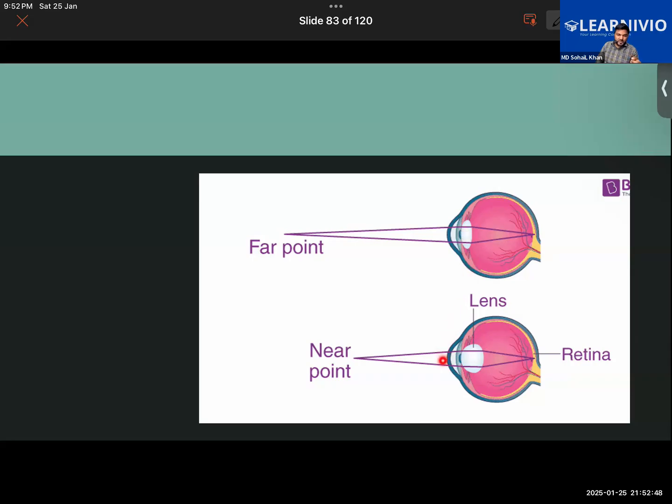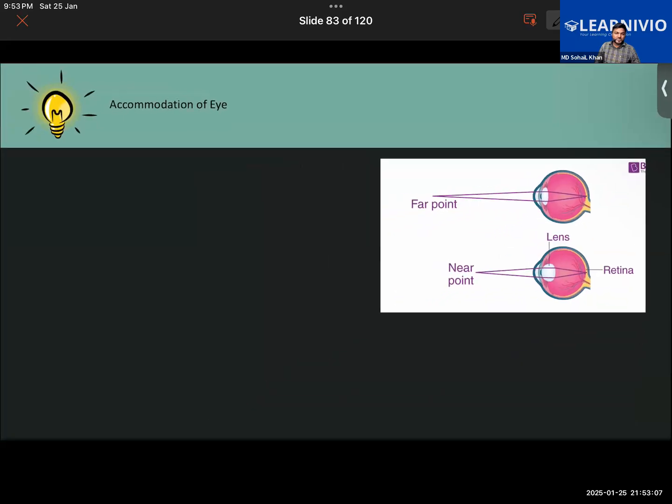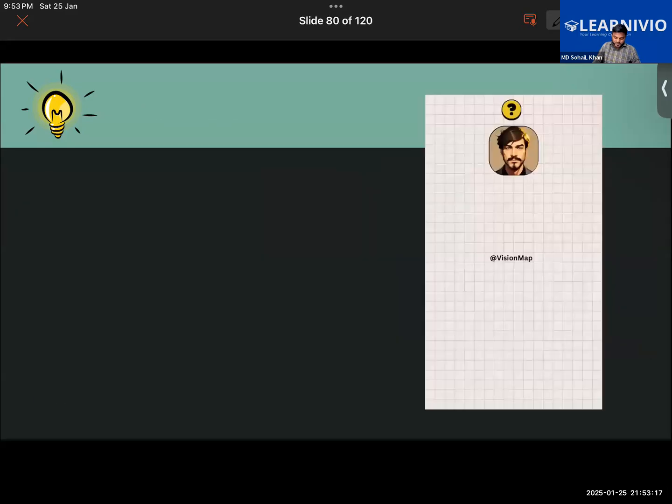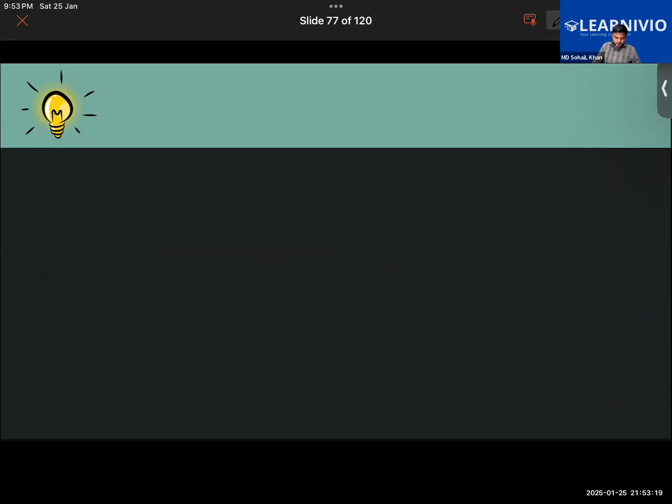But when the objects are kept very close to you, the shape of the eye lens changes. It becomes thicker, and when it becomes thicker, its converging power increases. When it is thinner, its converging power is decreased. So the eye lens can adjust its shape and size to enable us to look at nearby and far away objects. That is called accommodation of the eye, which we'll be revising in a minute. Getting it, everyone, so far? Yes, sir. So that is the eye lens.